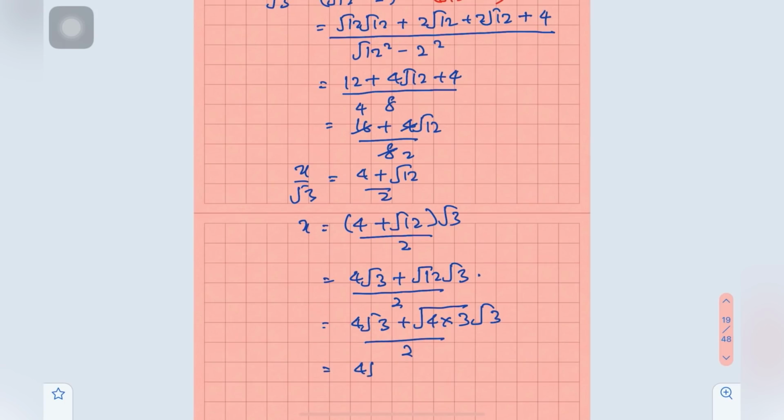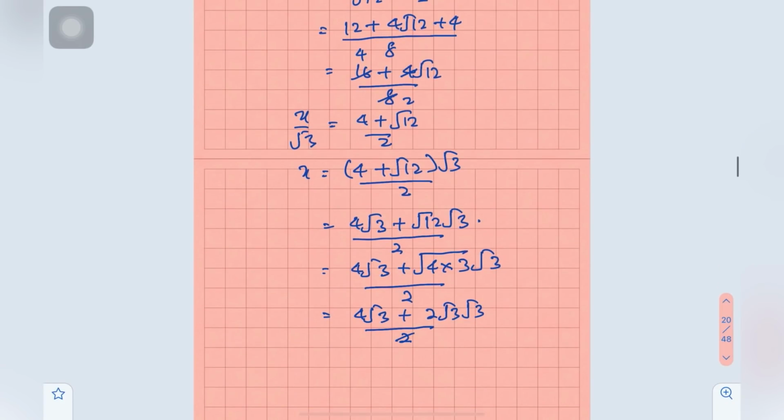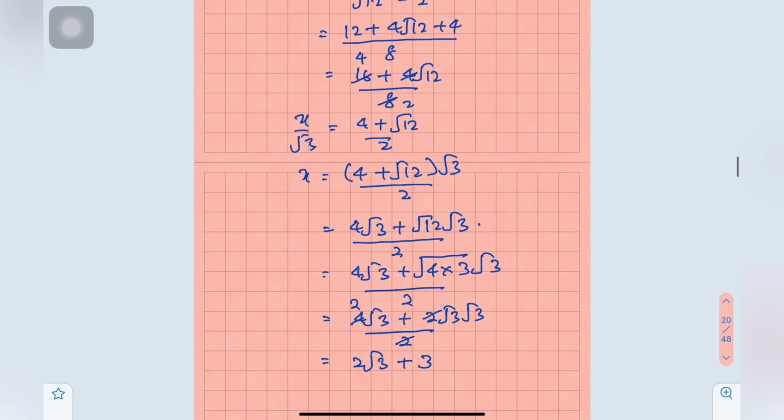So this one 4 root 3 tambah 2. Square root 4 is 2. Okay, root 3 bahagi dengan 2. Okay, so ni boleh mati. So this one is 2 root 3 tambah root 3 darab root 3 is 3. Okay, so inilah final answer dia. Section B and C kita discuss next video.